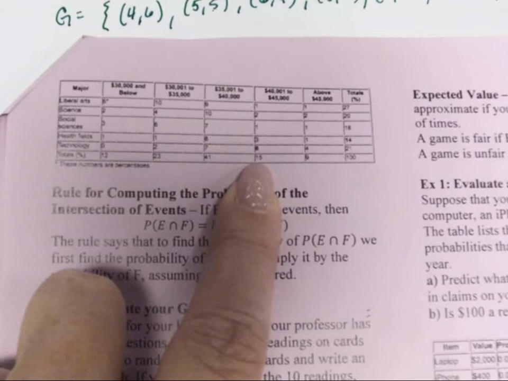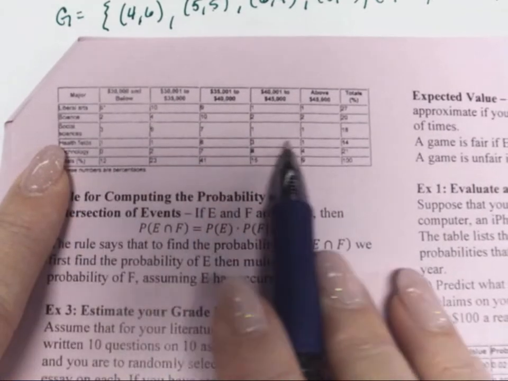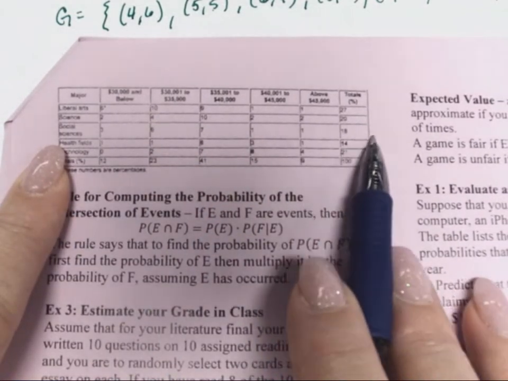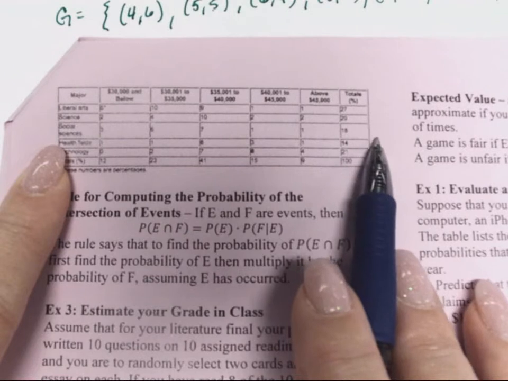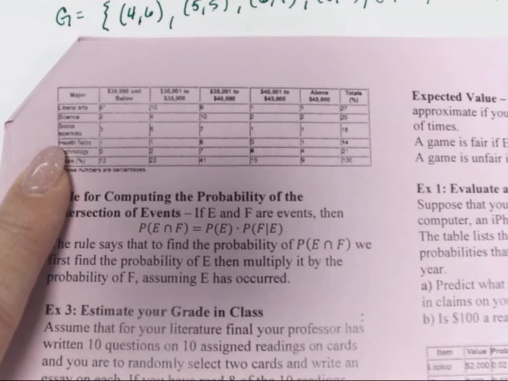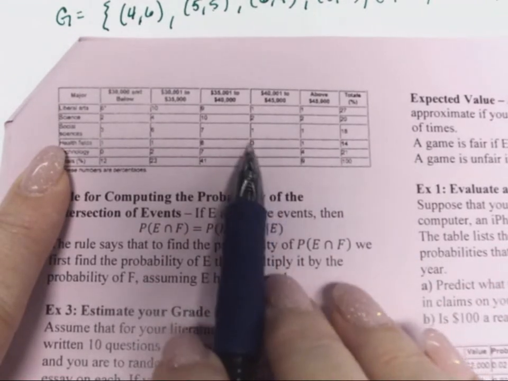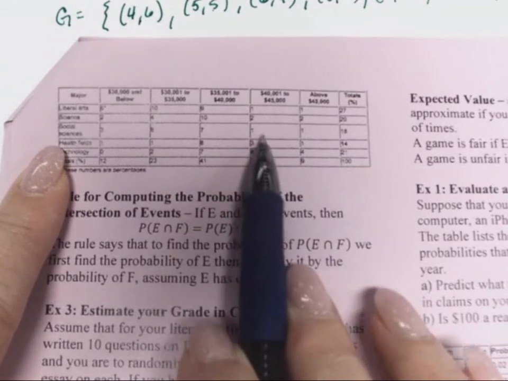So we've got 15 on this total, and for our health fields, we're going to have a total of 14 right there, but what we're really looking at is the intersection. We need to know this total and the intersection.